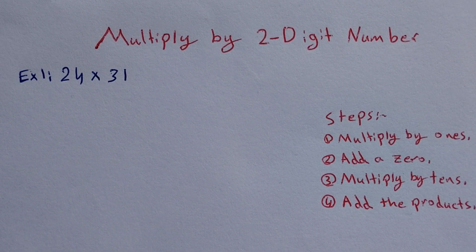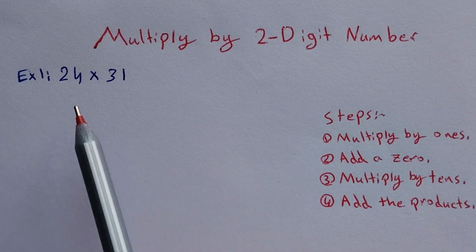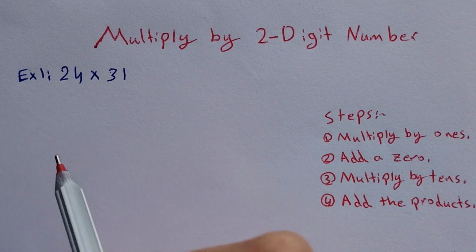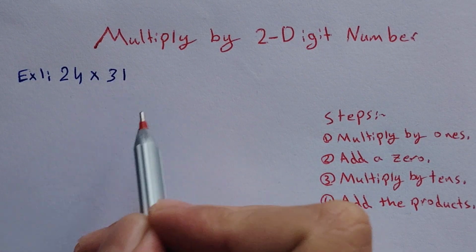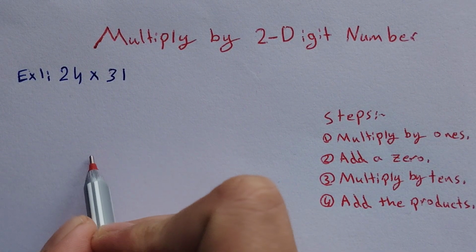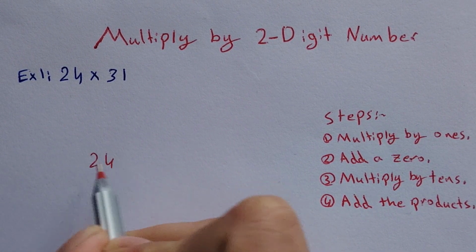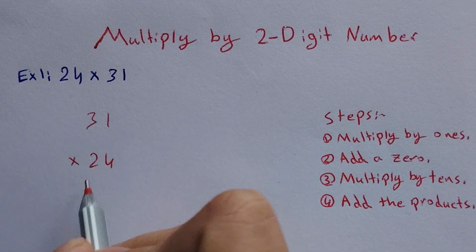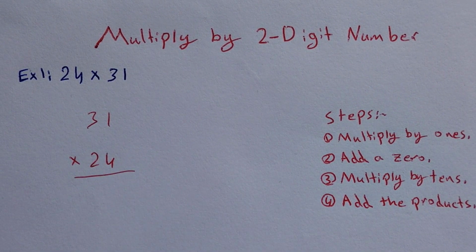In this video, we're going to talk about multiplying by a two-digit number. For example, we have 24 times 31. First, we will write the factors vertically. So it will be 24 times 31. Then we have steps for that.